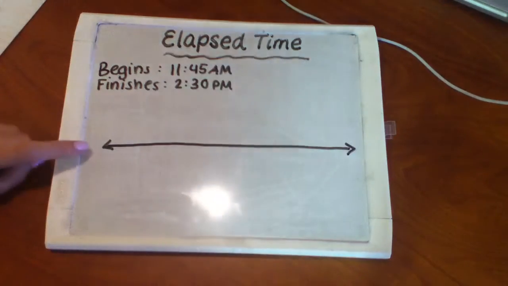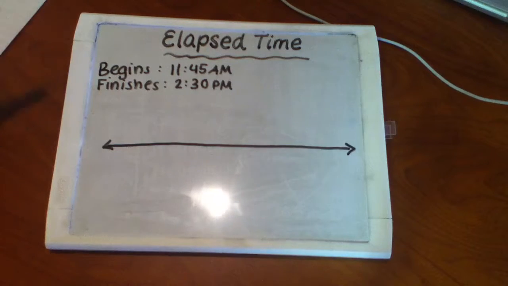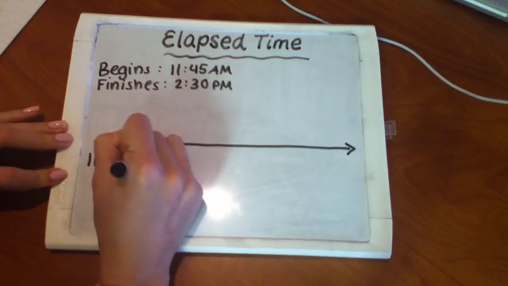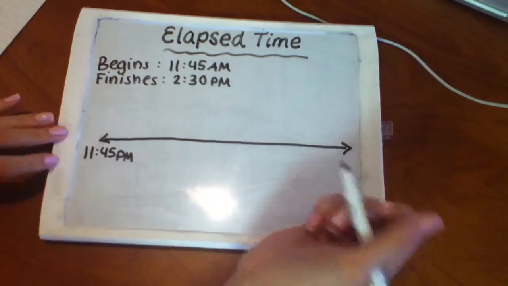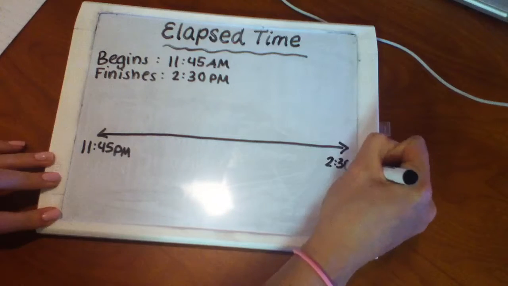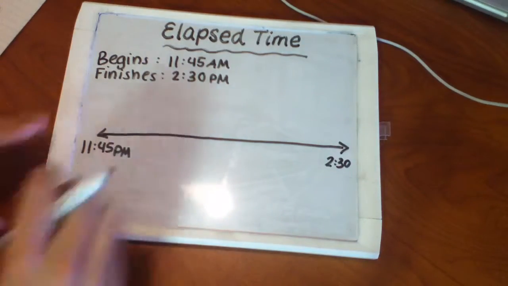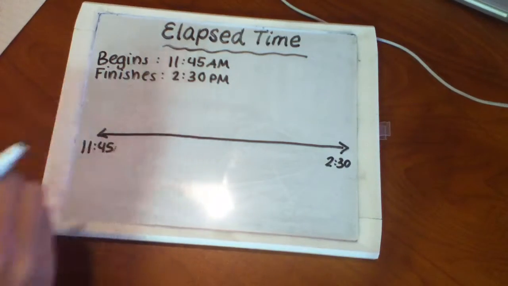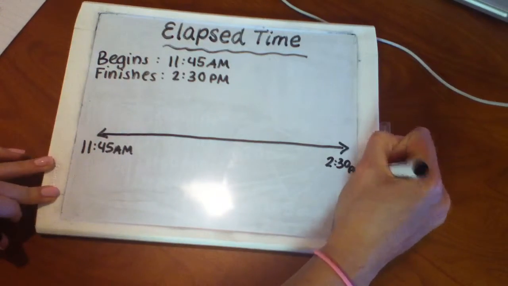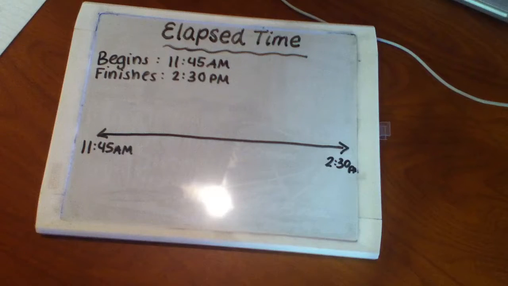And our starting point is going to be the beginning time. So that would be 11:45 p.m. And our end time is going to be our finishing point, which would be 2:30. Oops, this is a.m., not p.m. This is p.m. Okay, so we're going to use the Make 60 approach again.